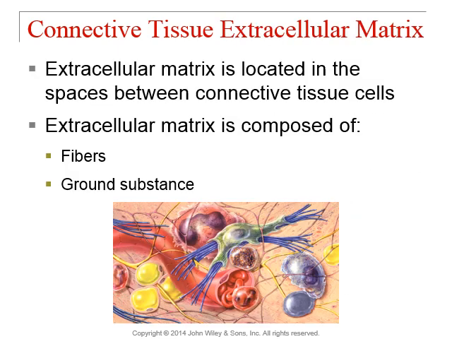So the extracellular matrix is located in the spaces between the connective tissue cells. Usually the matrix is composed of fibers and ground substance. In some areas, the ground substance is hard, as in bone, or it could be semi-fluid, as in cartilage, or it could be very fluid, found in blood and in some loose areolar tissue.